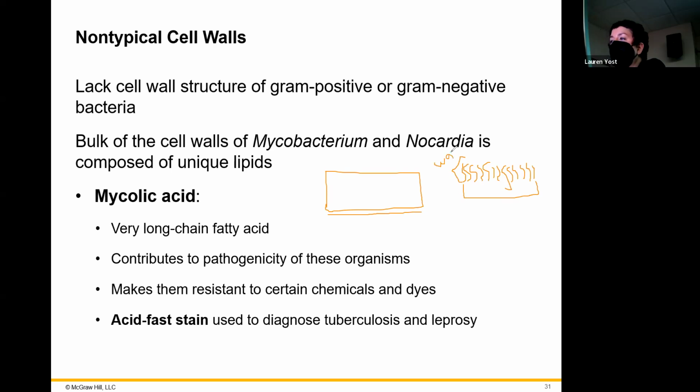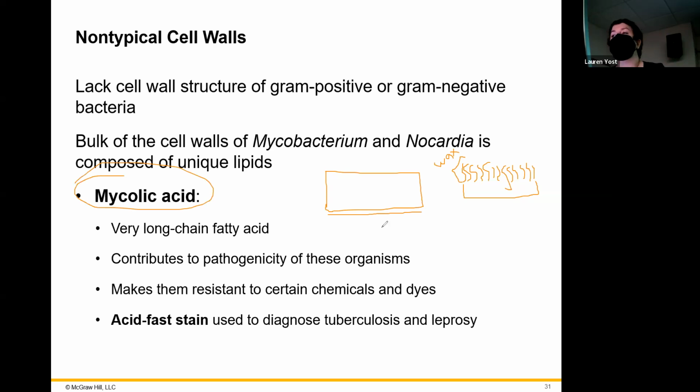And just like other fatty acids, it might have an acid aspect to it, but it's really a lipid, okay? And this is a wax, mycolic acid. It's a long chain fatty acid. It is very hydrophobic. It contributes to the pathogenicity. Pathogenicity means its ability to cause disease and infection. So how does it do that? It makes them resistant to chemicals and to dyes and to oxygen. It doesn't dry out as quickly and things like that.